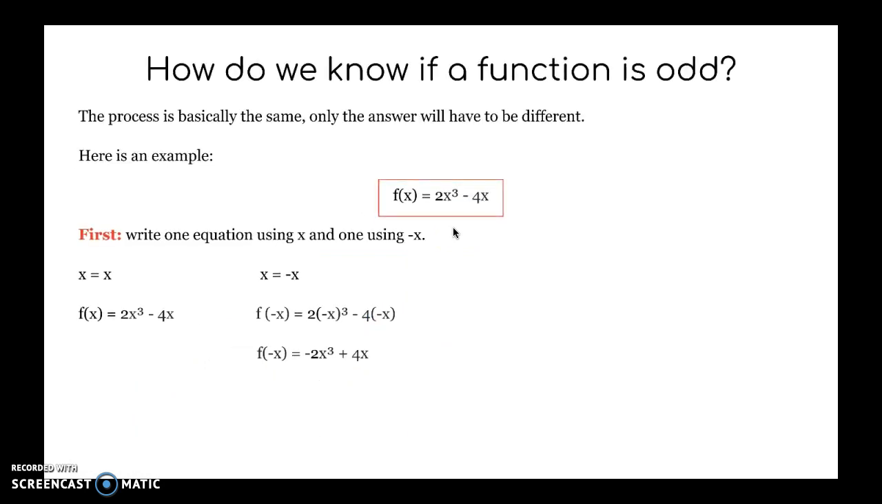But how do you know if a function is odd? The process is basically the same, only the answers will be different. We use this equation here as an example, 2x to the power of 3 minus 4x. First, we'll write one equation using x and one using negative x. The one using x will give us the same, and the one using negative x will give us 2 times negative x to the power of 3 minus 4 times negative x, which will give us negative 2x to the power of 3 plus 4x.